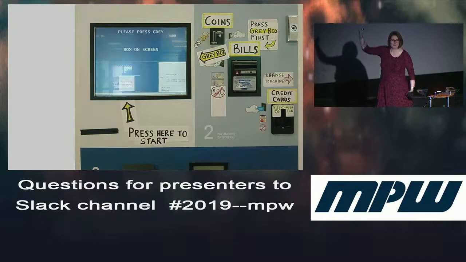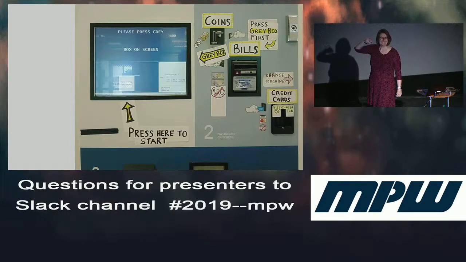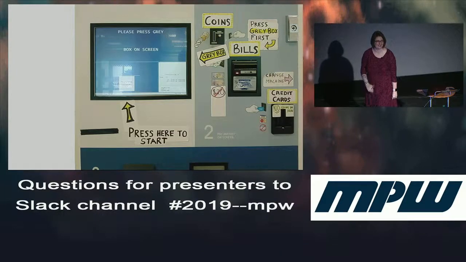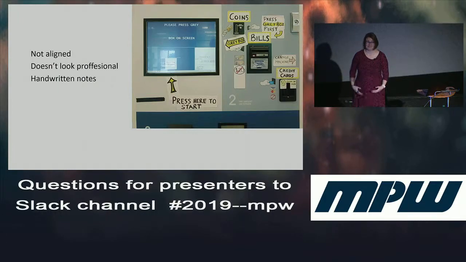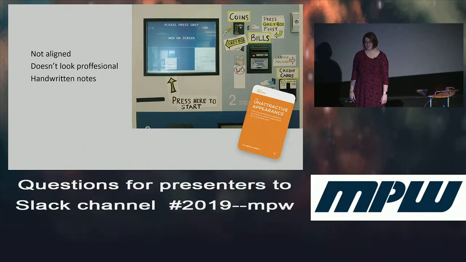Sometimes the users don't know why something is off, but they will feel that it's off. Show of hands, who would put in their ATM cards here? No? Nobody? I wonder why. Well, the boxes aren't aligned. The machine doesn't look professional, does it? The handwritten notes don't give it a little more credibility, does it? Therefore, this will go under unattractive appearance. Or scary UIs. I don't know.